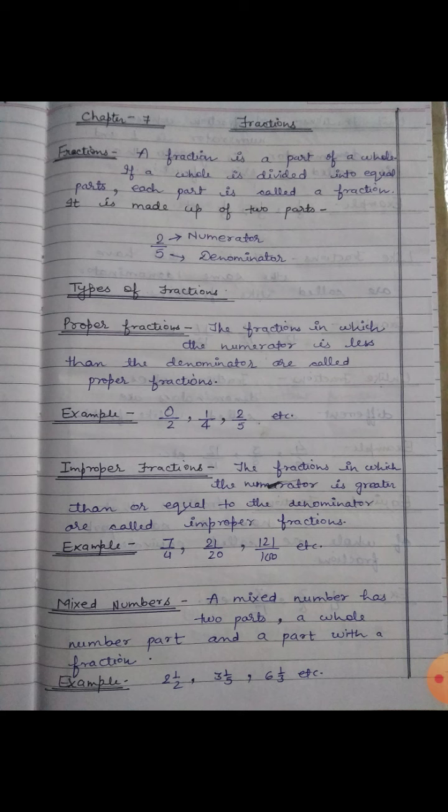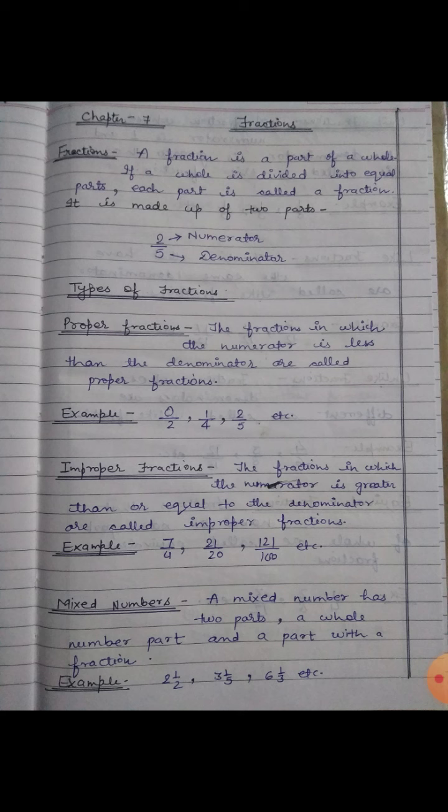Now come to mixed numbers. A mixed number has two parts, a whole number part and a part with a fraction. So this is called a mixed number because it comes from a combination of a whole part and a part with a fraction. For example, 2 whole 1 by 2, 3 whole 1 by 5, 6 whole 1 by 3.